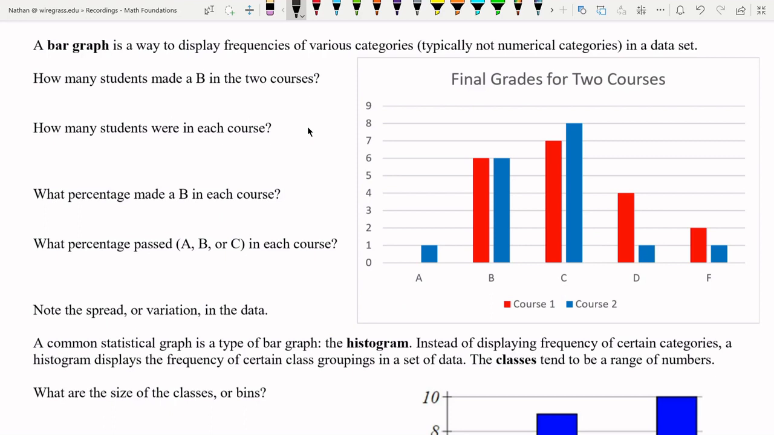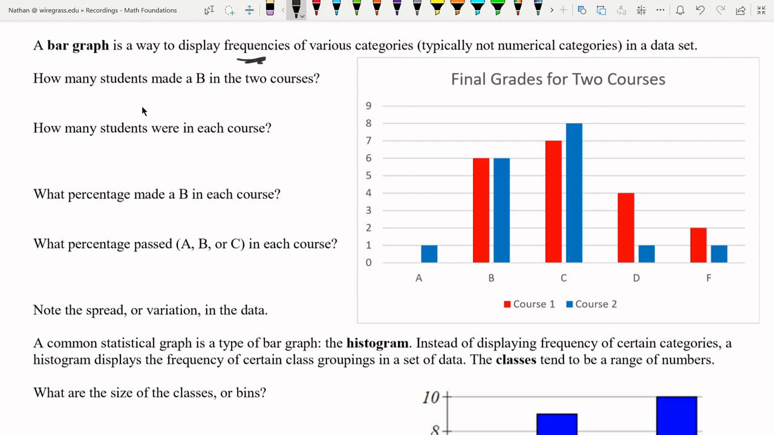A bar graph is a way to display frequencies of various categories, and these categories typically are not going to be numerical ones. In this case, we have grades, or certain categories like yes or no for a survey, things like that. And we can look at this data set and evaluate it similar to how we did the line graph.